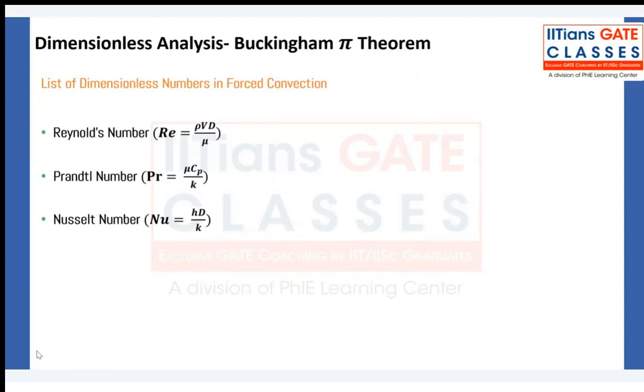Okay. By doing that, we have defined Reynolds number, Prandtl number, and Nusselt number. And these are dimensionless numbers in forced convection. Very important that we are talking about forced convection. We are only talking about forced convection. Okay, Reynolds, Prandtl, and Nusselt number. Okay, so let us see them one by one.